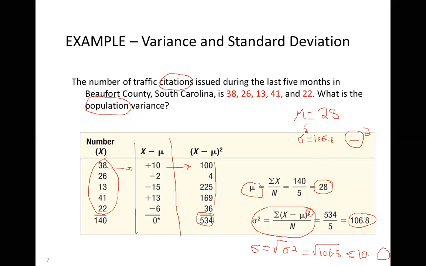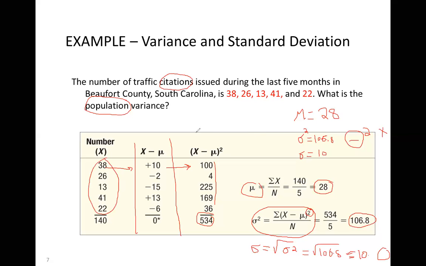So now we have mu equal 28 citations, sigma squared equal 106.8 citations squared. That does not have a real meaning to explain, but it still represents variation around the mean. Then to explain the variation around the mean using the same unit of measurement as the data, we can use sigma, which is approximately 10. That means the average number of citations equals 28, and most of the time you have citations between 28 minus and plus the value of sigma.